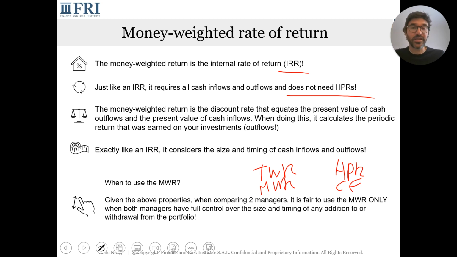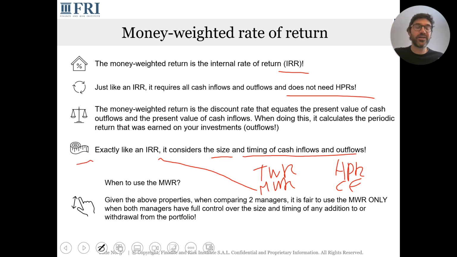Now, because it's like an IRR, it is affected by both the size and timing of cash inflows and outflows. $100 received in year 1 is not the same as $100 received in year 5. And the MWR, which is an IRR, would react to both the size and timing of cash flows. So when do we use a money-weighted rate of return? We have the answer.